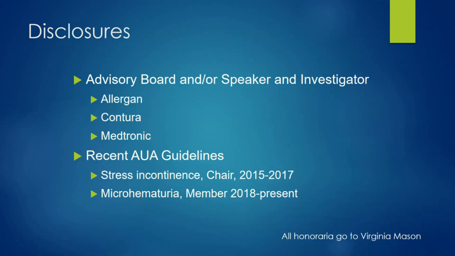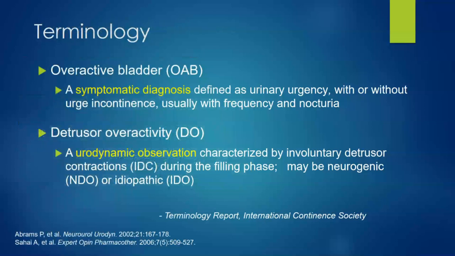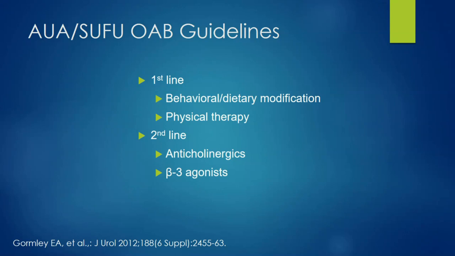So there are various types of urinary incontinence, of course. We are really going to be concentrating on urgency incontinence today. Detrusor overactivity or detrusor hypersensitivity. So it could be a motor issue or it could be a sensory issue. The terminology that we use, as you know, overactive bladder is a constellation of symptoms, whereas detrusor overactivity is actually a urodynamic observation. So this is detrusor overactivity here, where you have an elevation in the detrusor pressure during the filling phase of urodynamics. Some patients can have overactive bladder without having detrusor overactivity, so that urodynamically they look just fine. There's no increase in the detrusor pressure, and those patients may be better categorized as hypersensitivity.